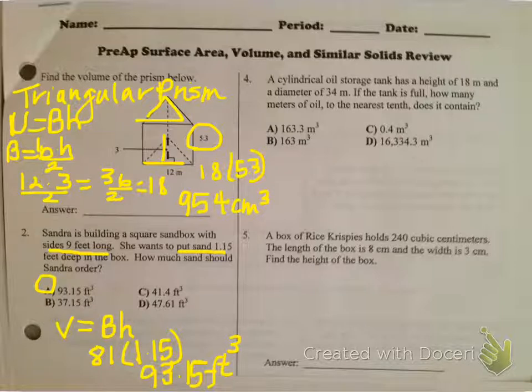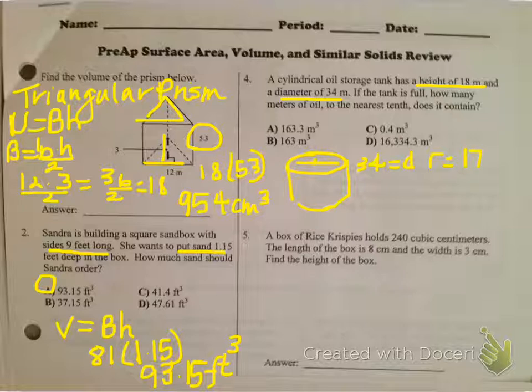Okay, let's go across the paper and look at question number 4. A cylindrical oil storage tank has a height of 18 meters and a diameter of 34 meters. If the tank is full, how many meters of oil to the nearest tenth does it contain? Well, I'm going to draw my tank so that I can see what I'm looking at. I have a diameter of 34. That means I have a radius of half of that, which is 17.